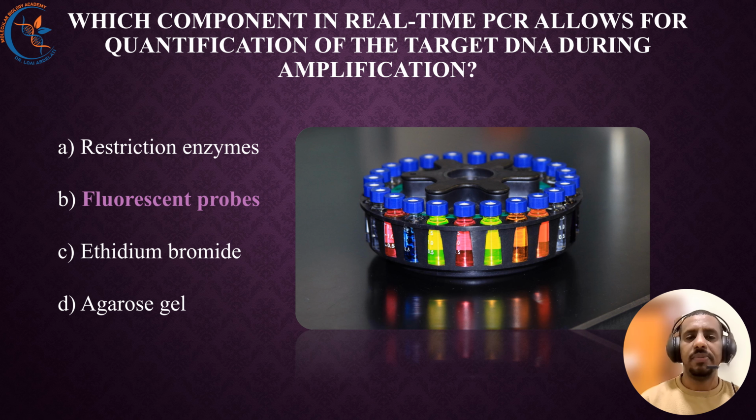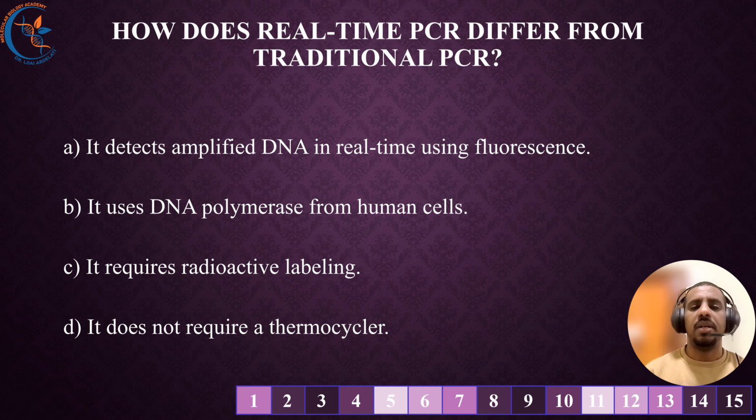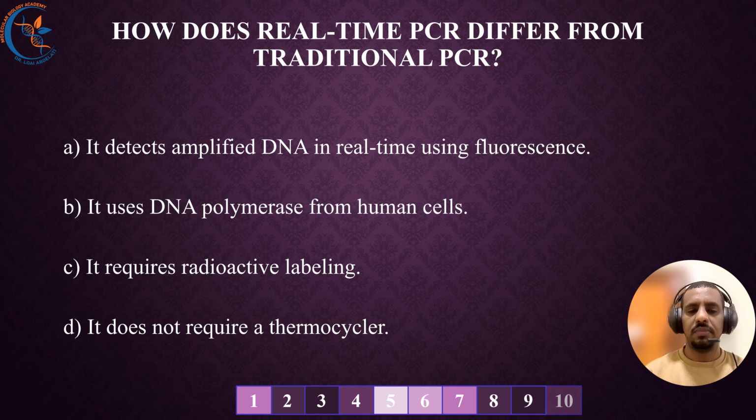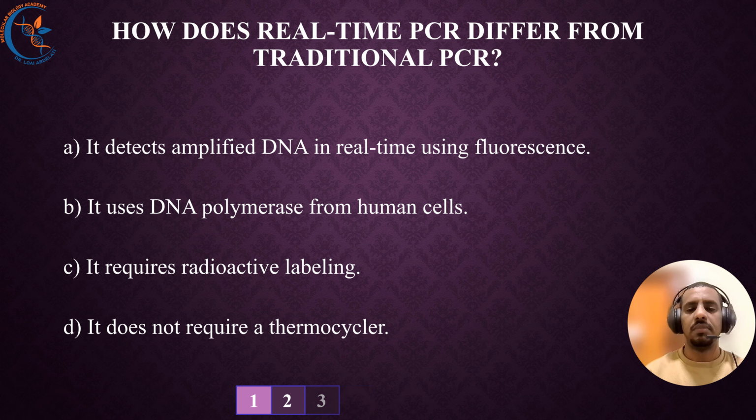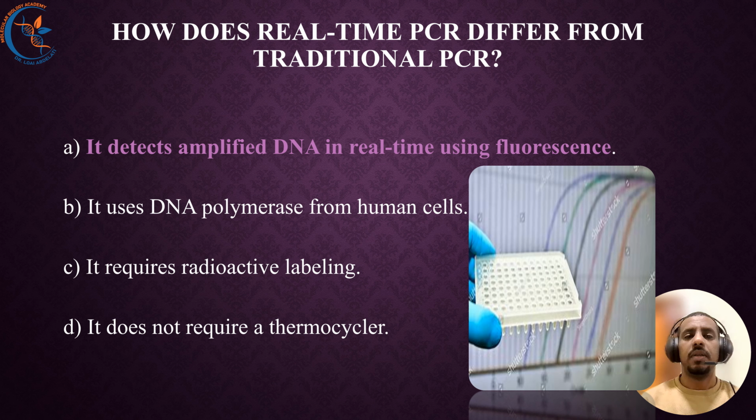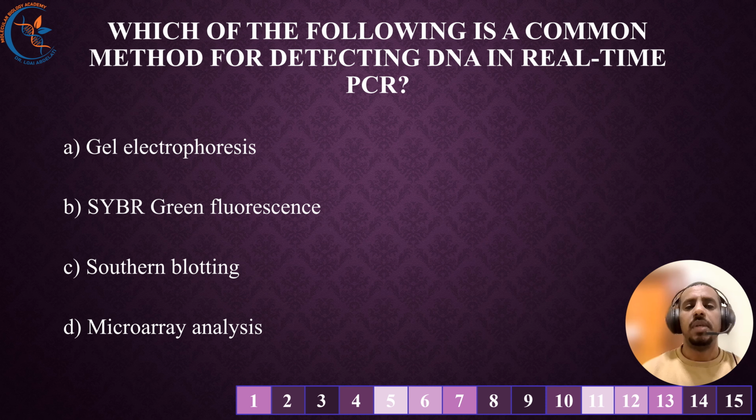Let's move on. Okay, the next question. How does real-time PCR differ from traditional PCR? The correct answer: it detects amplified DNA in real time using fluorescence. Let's move on.